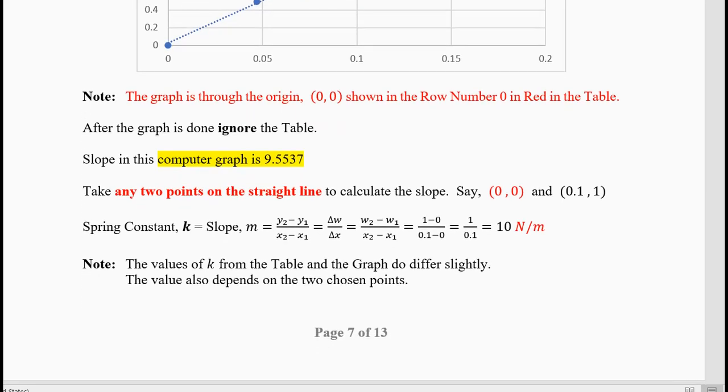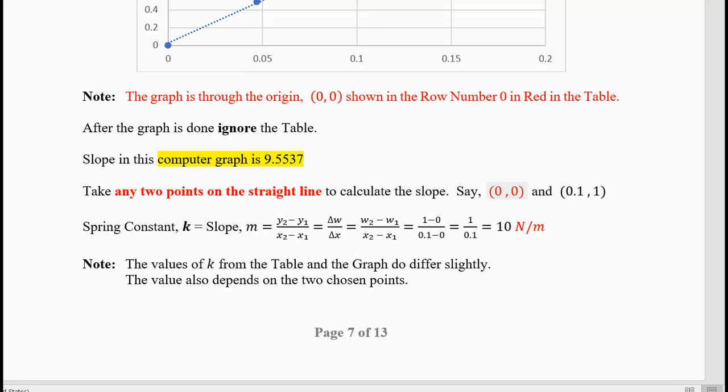Now you have to find the slope. The spring constant is your slope. Slope is y2 minus y1 divided by x2 minus x1, or we can say delta w divided by delta x. In calculus we will say dw/dx, the derivative. But here there is no derivative, delta means subtraction. w2 minus w1 divided by x2 minus x1.